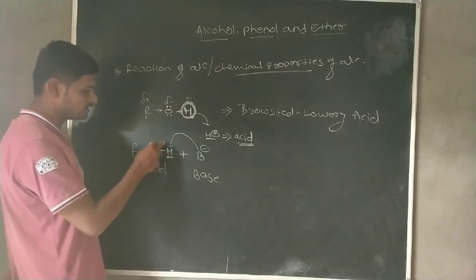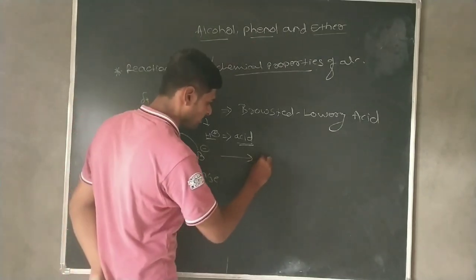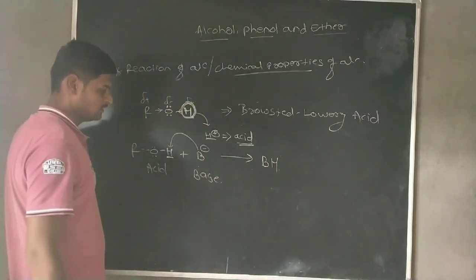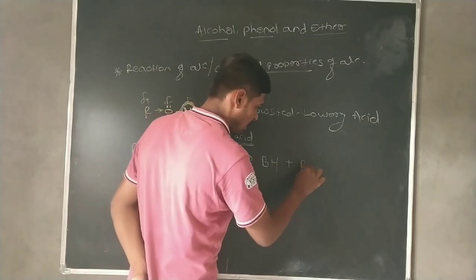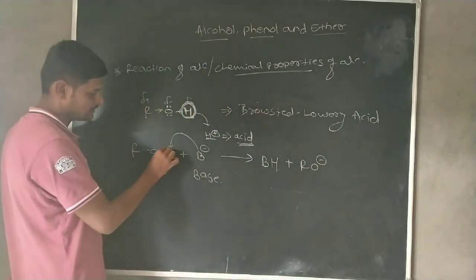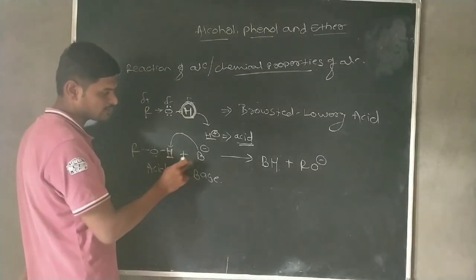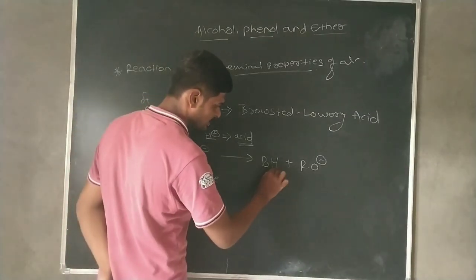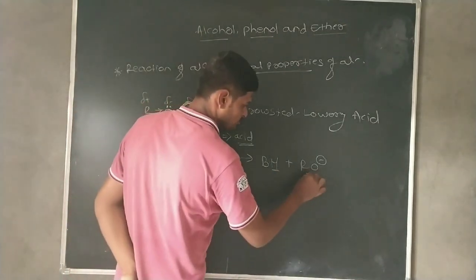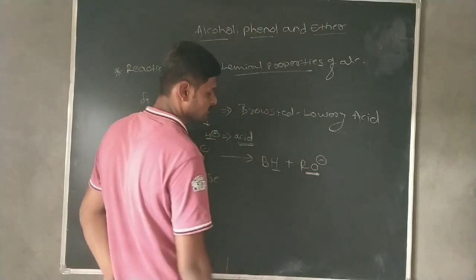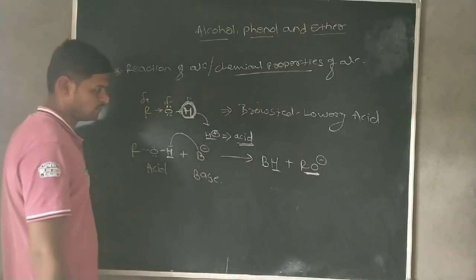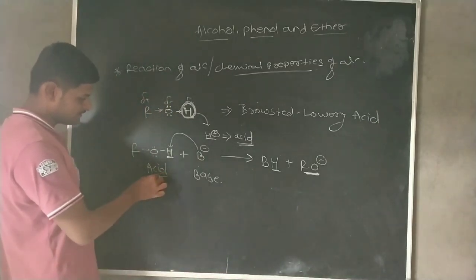After donating the H plus ion to the base, it forms BH plus and RO minus. The H plus ion combines with the base, forming a base containing an H plus ion, and after the H plus is donated to the base, the alkoxide ion is formed. In this case, there is an acid.